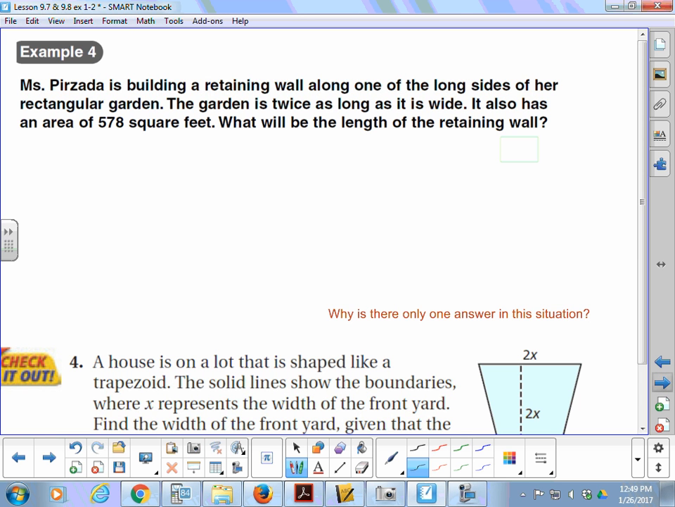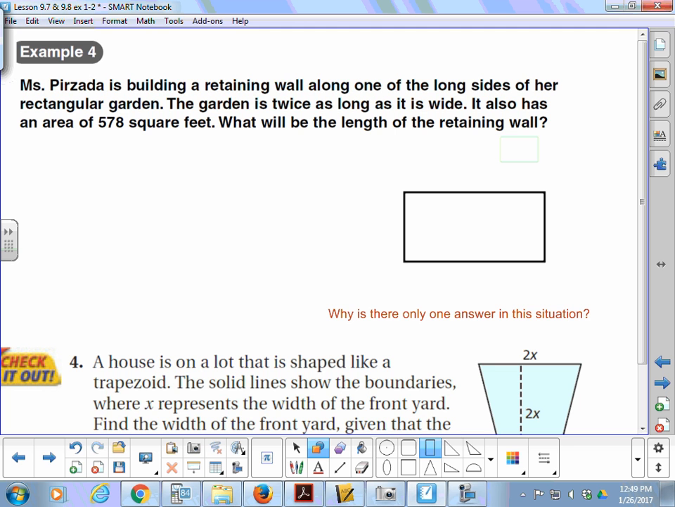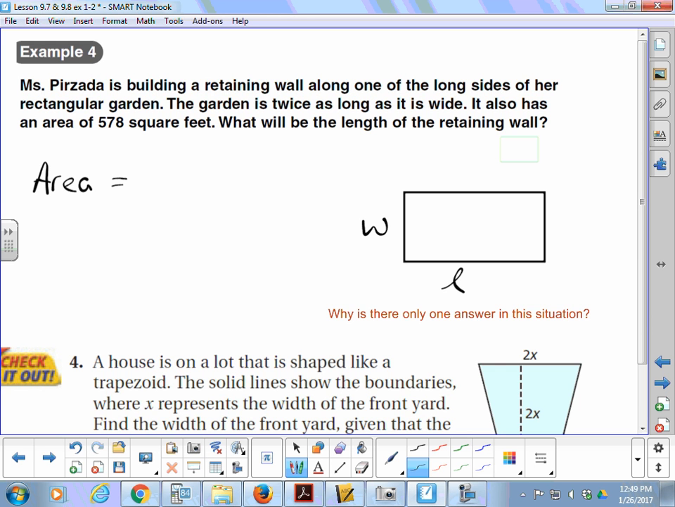So what should I do on my paper? Should I do anything on my paper except for just writing stuff down? Okay. Draw a picture. Always a good idea. So first thing I'm going to do is I'm going to make a rectangle and label the sides of that rectangle. So I always think of rectangles as length times width, or length and width. And reminder that the area is equal to length times width.